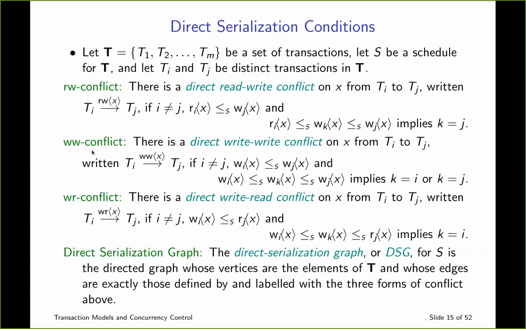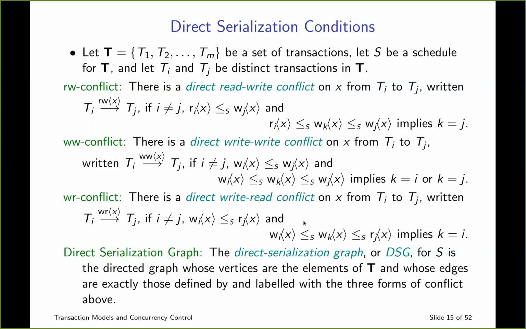If I just wrote something and then you're the next one who writes something, then there's going to be a direct write-write conflict on that. And what these conditions say, the implication, is that there's no other transaction intervening between the two. And then a write-read is basically I write something and then you do a direct read of it. Then there's going to be a write-read conflict between us in this graph.